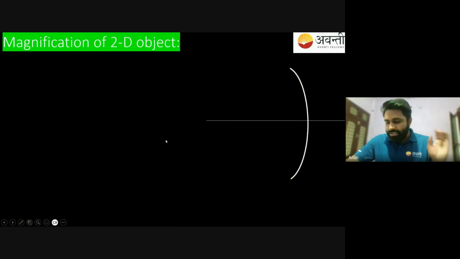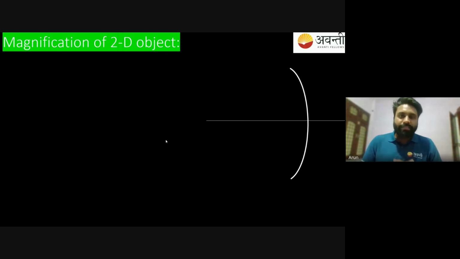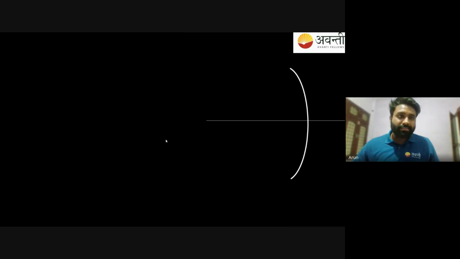So, magnification of 2D object. Till now we were talking about one dimensional object. Now we will talk about the 2D object. So firstly we will have the case.